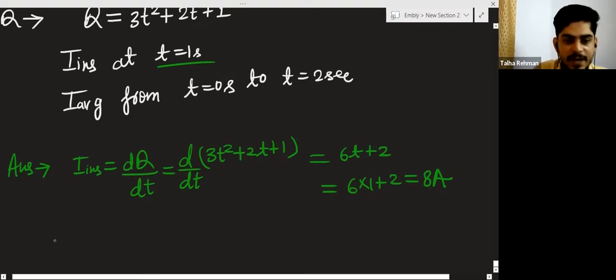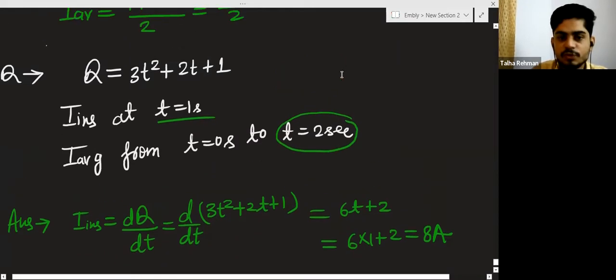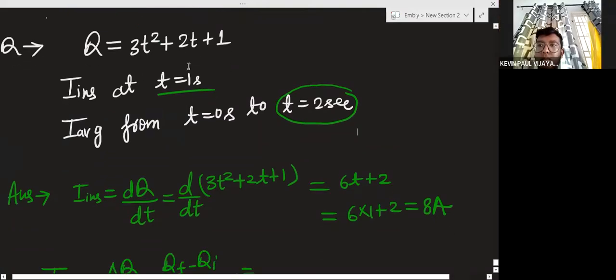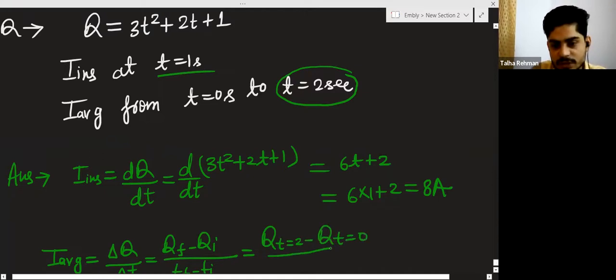If you want to calculate I average, so what you will do? You will write delta q by delta t. Now you will write q final minus q initial, charge final minus charge initial divided by time final minus time initial. And what is the value of charge final? Means you have to find charge at this time. Charge at this time means you have to put the value of t here. So 2 here, this is q at t is equal to 2 minus q at t is equal to 0, divided by 2 minus 0.